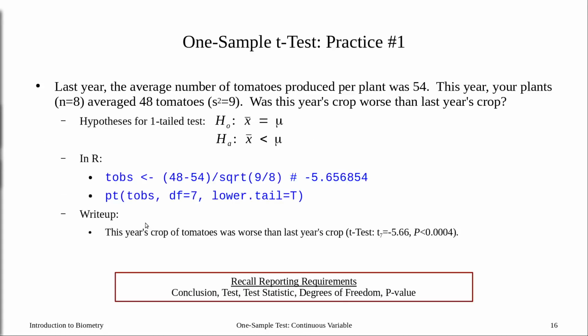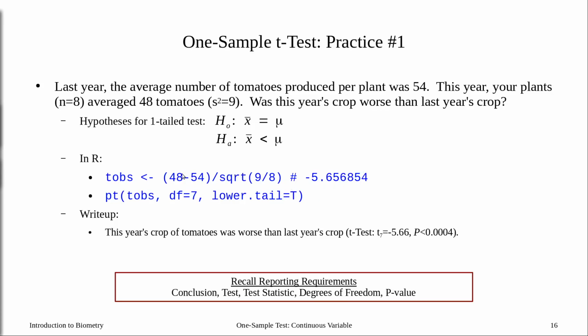So our hypothesis for one sample test is that our sample mean is equal to our population mean, and our alternate is that our sample mean is less than the population mean. So we're doing a one-tail test. We can calculate our t observed. We already know it's negative 5.657, or if we go out a few more decimal places, that's our value.